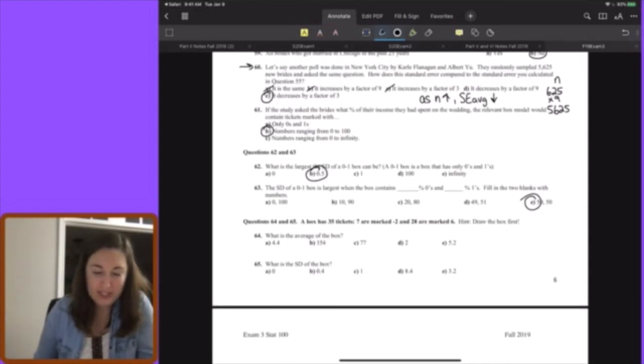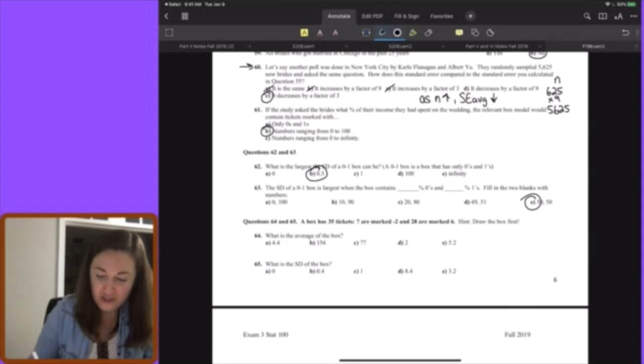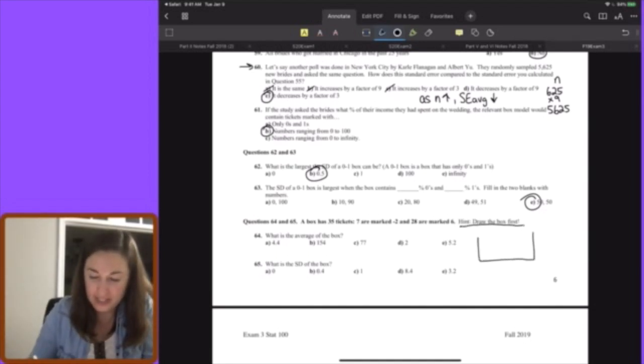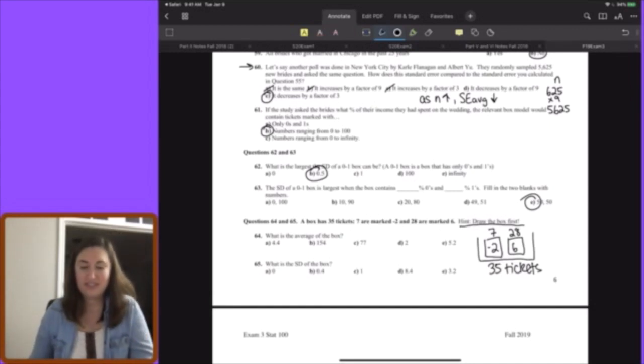Question 64 and 65. All right, it says, hint, draw my box first. I see that right away. So it says a box has 35 tickets. All right, 35 tickets. 7 are marked -2, so there's 7 of those. And then 28 are marked 6. And it says, what's the average and the SD of this box?